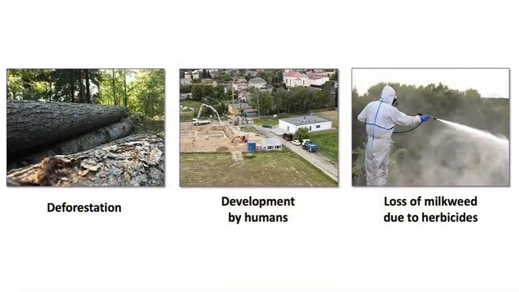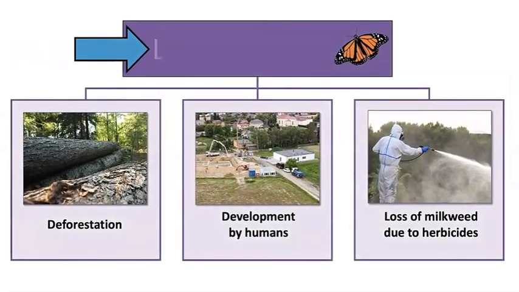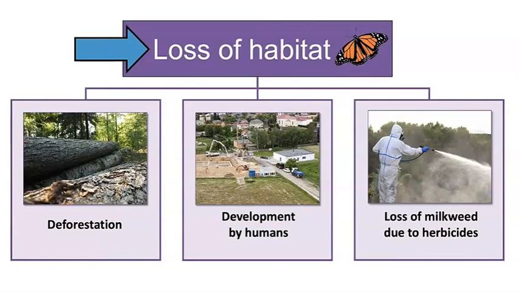In our last lesson, we identified three major threats to monarch butterflies: deforestation, or cutting down trees, development by humans, and loss of milkweed due to herbicides. After our last lesson, your task was to identify what these three threats have in common. Did you say that they all lead to a loss of habitat for the monarchs? Well, that is exactly what all of these three threats do. They reduce the habitat available to monarch butterflies.